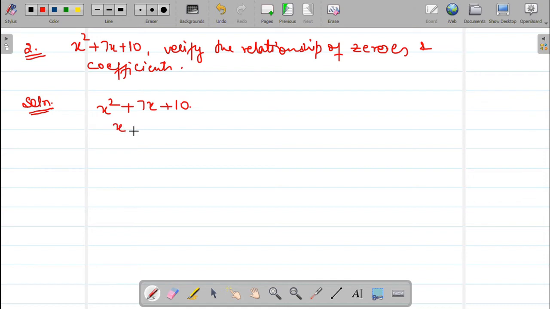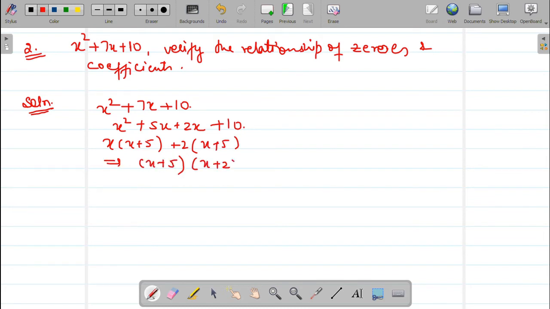By splitting of the middle term, the factors of 10 can be 5 and 2, which will add up to 7. So x square plus 5x plus 2x plus 10. So x plus 5 plus 2 into x plus 5, that will ultimately give me (x plus 5) into (x plus 2). My zeros this time are minus 5 and minus 2. Now let's find out the sum and product of zeros.